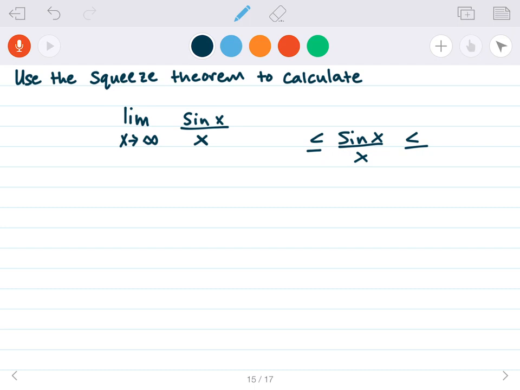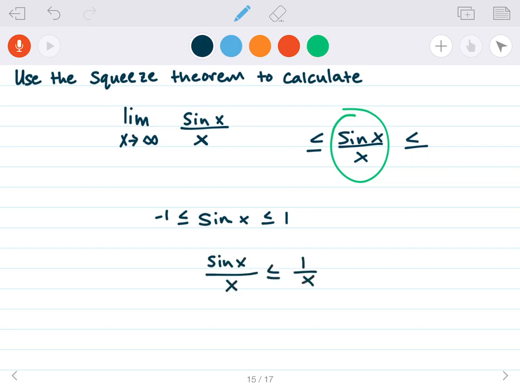So how can I do it? Well, let's think about this. Sine of x, again, we can do this trick. We can say the sine of x is between negative 1 and 1. That's what we learned from trig, or whenever you took trig, if you took trig. And so to make it look like the function that we have, we divide everybody by x. Okay, so when I divide everybody by x, I get this.